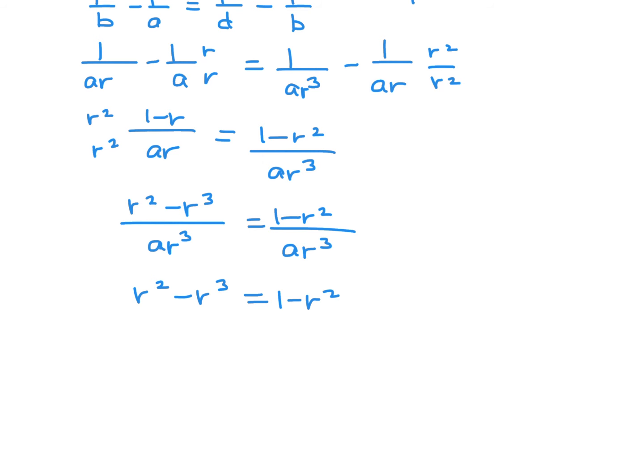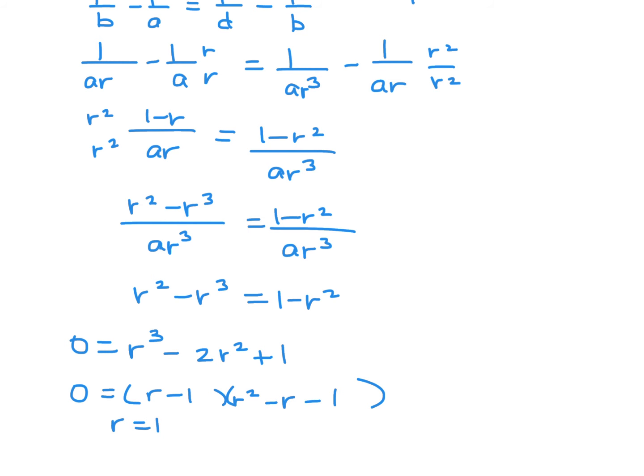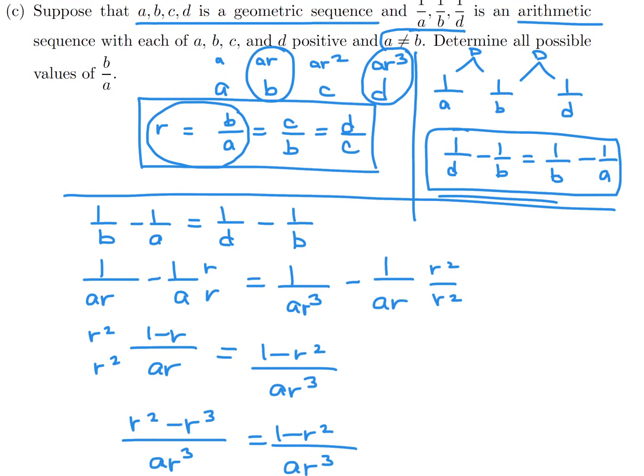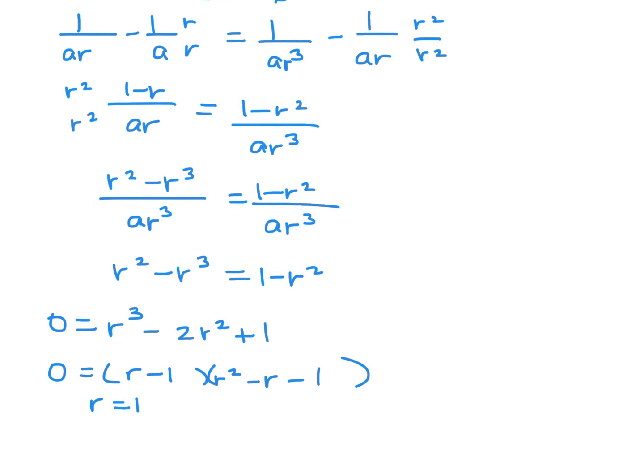All right, so now let's put everything on one side. R to the power of 3 minus 2R squared plus 1. Okay, so now I've got to factor this. R minus 1, R squared minus R minus 1. So R equals 1. But that, I think, is not possible because we are told that A does not equal B. Because if R was 1, that means A would be B. So that is not a solution. Not a solution. Okay, that's important to point out.